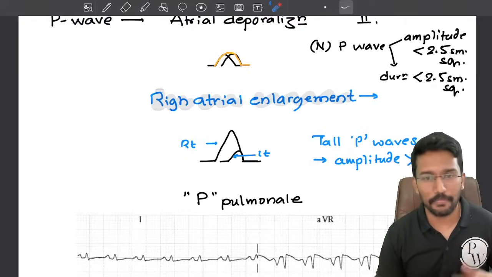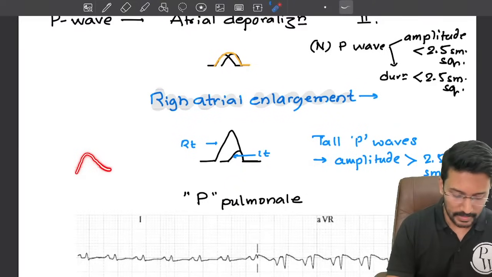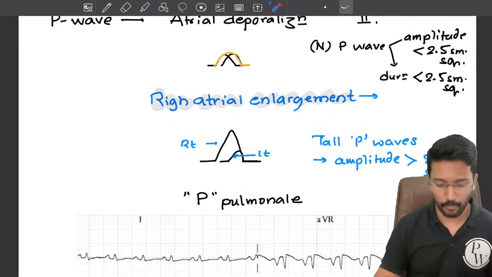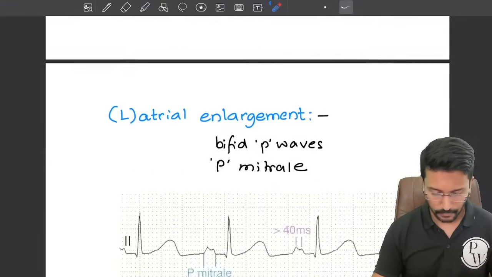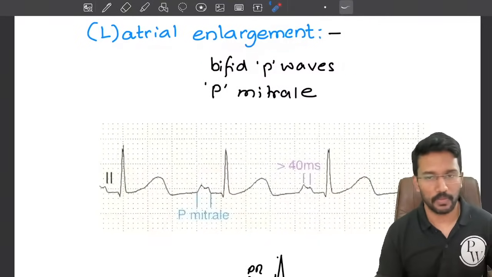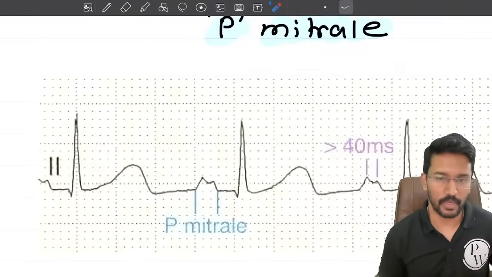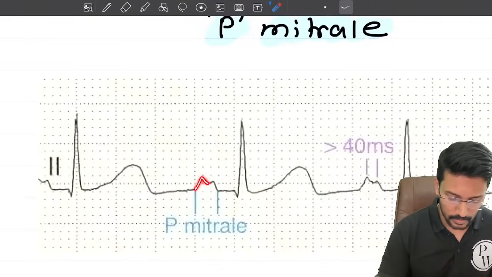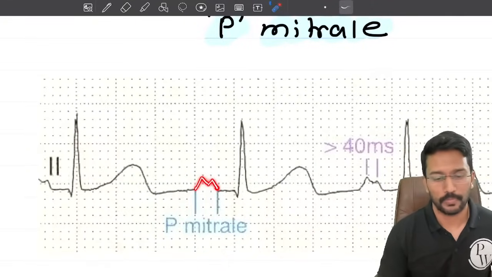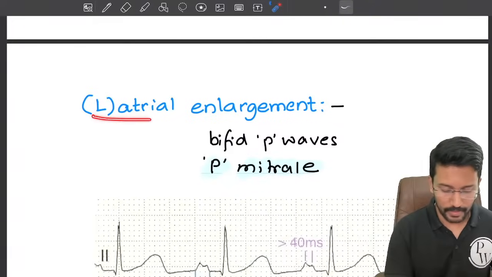Similarly, if there is left atrial enlargement, then we will see biphasic P waves. Instead of looking at one P wave, we will see two P waves. We call it biphasic P waves. Whenever we have left atrial enlargement, we will have bifid P waves or biphasic P waves, which is also called P mitral, like you see in this image. The P wave has two waveforms. This is what we call P mitral. P mitral is seen in left atrial enlargement.